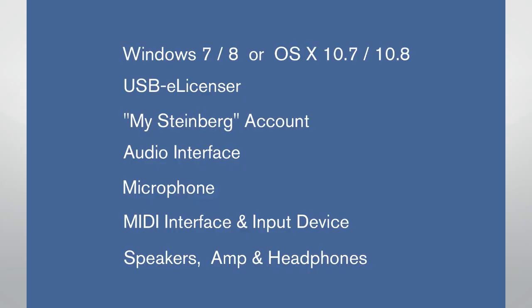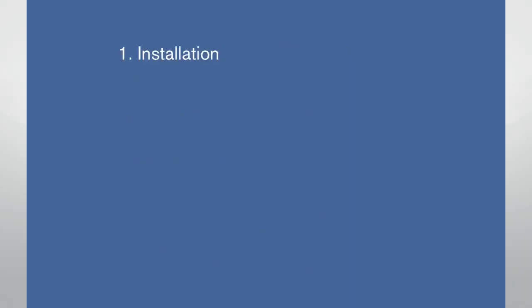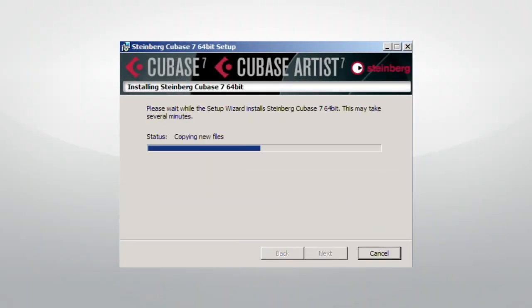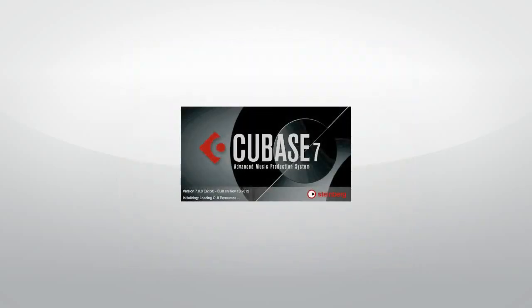Configuring the software is a very simple three-step process: installation, activation, and registration. Place the installation CD into your computer and then follow the on-screen prompts. Now, we recommend that you activate your license and register the software immediately. Once Cubase is installed, double-click its icon to launch the program.